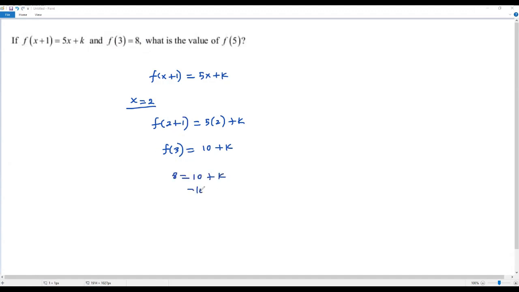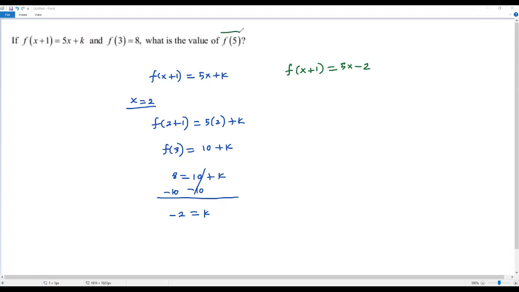Now let me subtract 10 from both sides of this equation. Then the positive 10 and negative 10 will cancel out. When I simplify the left side, I'm getting negative 2. On the right side, we have k. Here I got the value of k, that is k = -2. Now I can plug in this -2 for k. Then the given function will become f(x + 1) = 5x, and for this + k, we plug in -2. Then we get 5x - 2. Now the given function is complete.